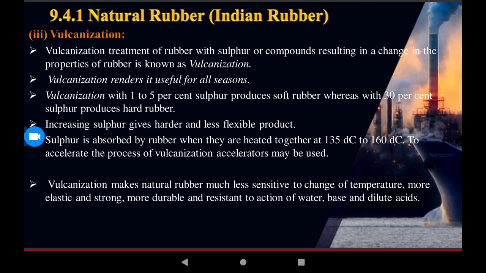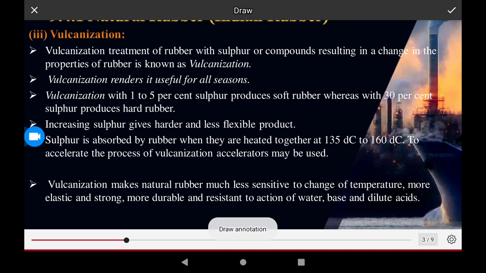Vulcanization. What is vulcanization? Vulcanization is a treatment of rubber, that is, repairing or treatment of rubber with sulfur or a compound resulting in a change in the properties of rubber. This change in the nature of the rubber, the property change, is known as vulcanization.